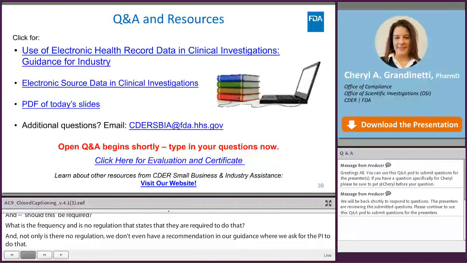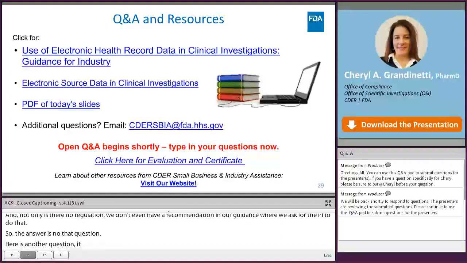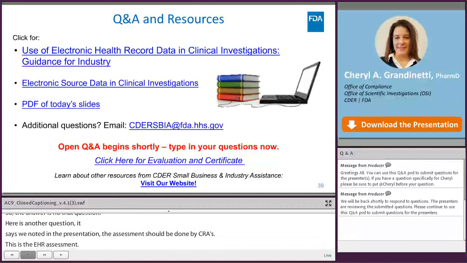Here's another question. It says that we noted in the presentation that the assessment should be done by CRAs. This is the EHR assessment. And it says, from a technology perspective, how much of a concern is it that many CRAs are not savvy with the technology and what they should be looking for?